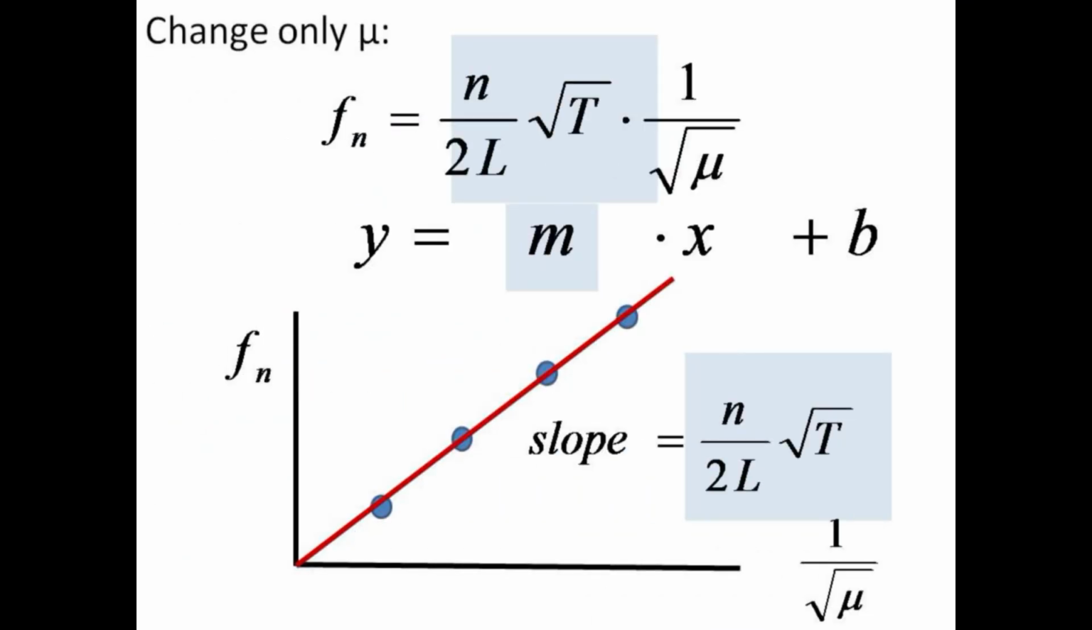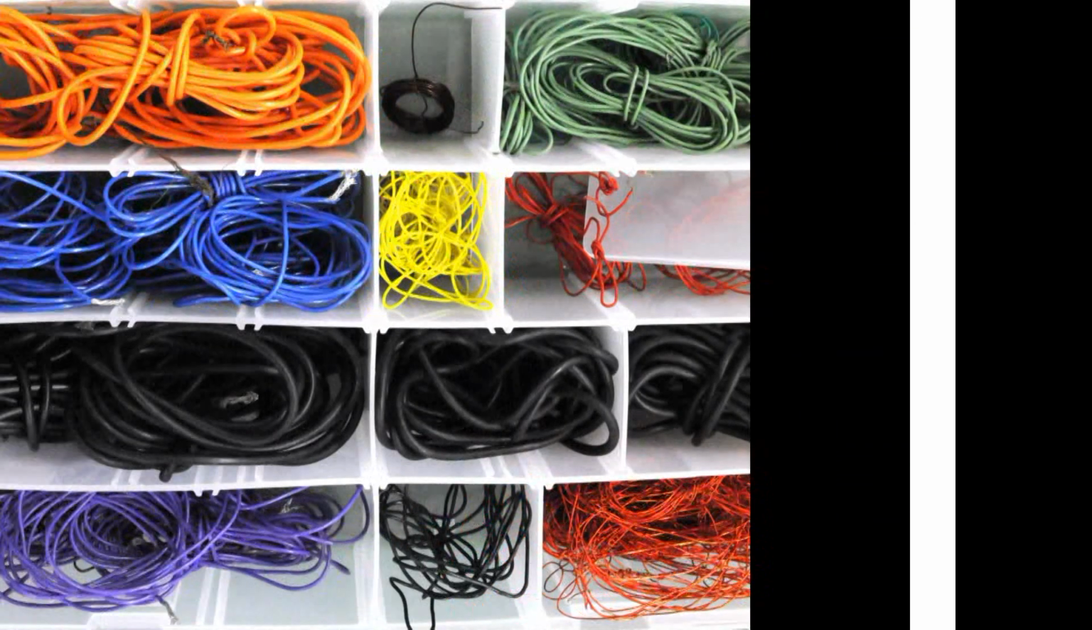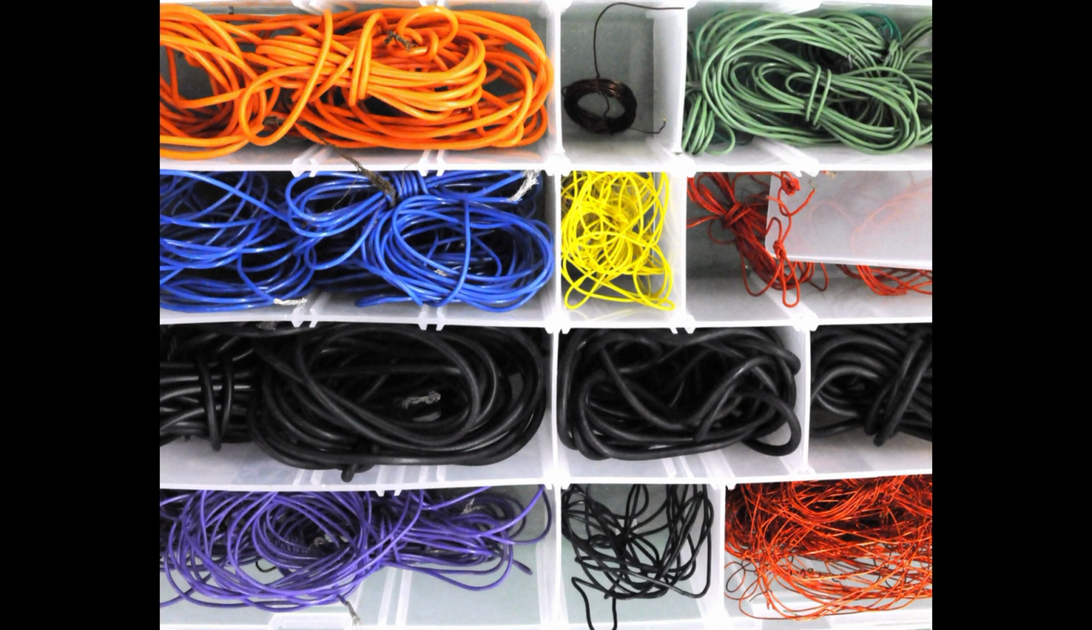Now suppose that n, T, and L are kept fixed, while the strings are swapped out for various string densities mu. Now a plot of f versus 1 over the square root of mu will yield a straight line with a slope of n over 2L times the square root of T. Choose several strings from a variety of string densities mu. Remember that the densities in kilograms per meter are printed inside the box lid.